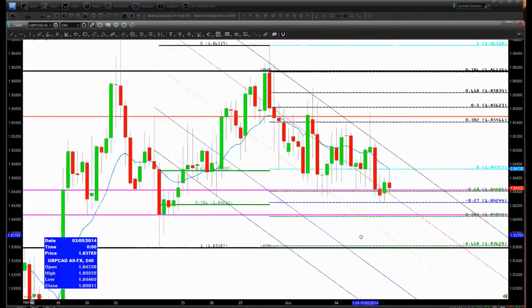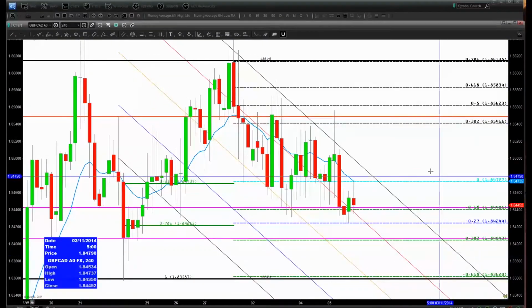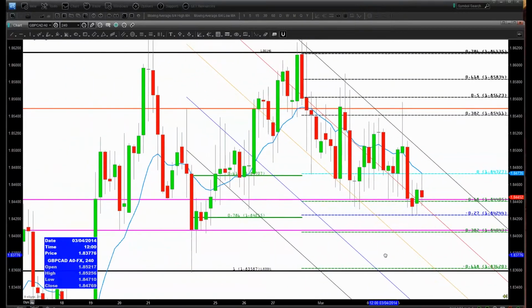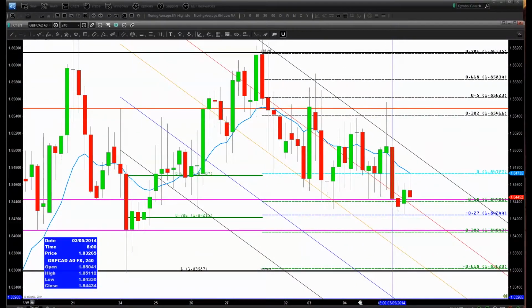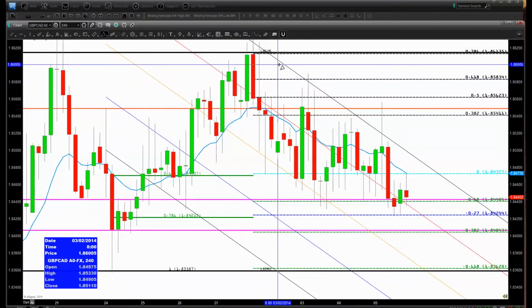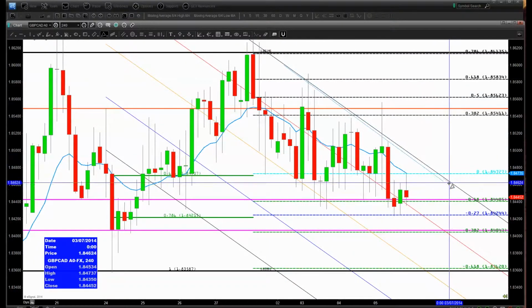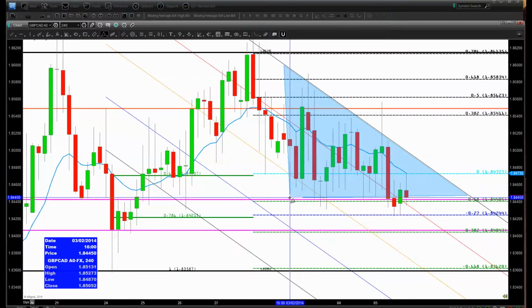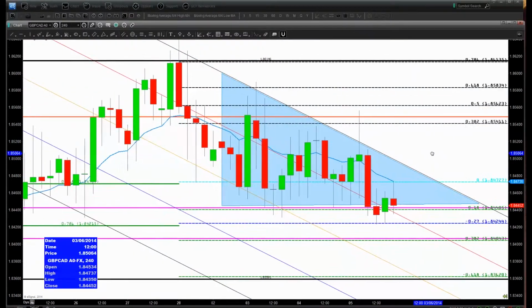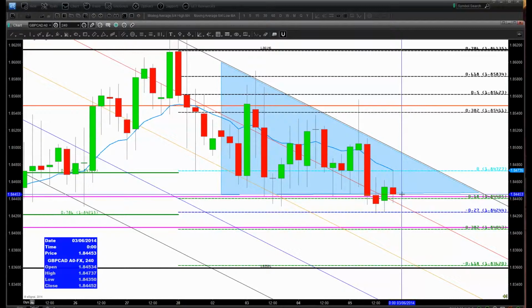Now that we have that in place, we can clearly identify that they were working inside a wedge. You guys see it? If you don't see it, you need to go and look at the videos. Right there is a descending triangle. Sell signal the moment they take this out. We were waiting for that.